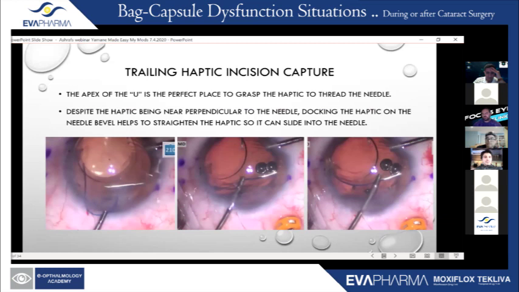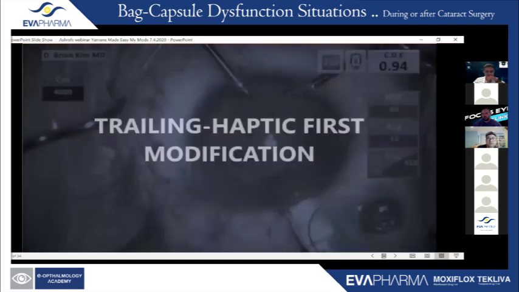And so this is so important because it keeps the lens stable. You don't have to worry about losing it. And it does give you better access to the trailing haptic. So this is a video showing this.